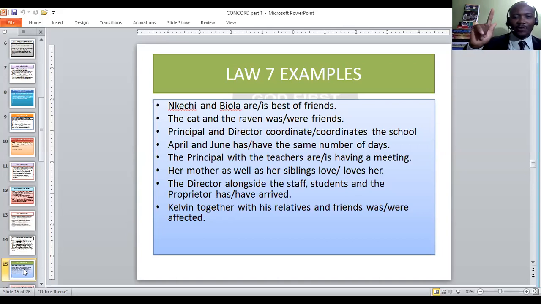Her mother, as well as her siblings, love or loves her. Her mother is singular, and "as well as" is a subordinating conjunction. Whatever comes after it will be irrelevant, whether siblings or anything. We have her mother, singular, loves her.